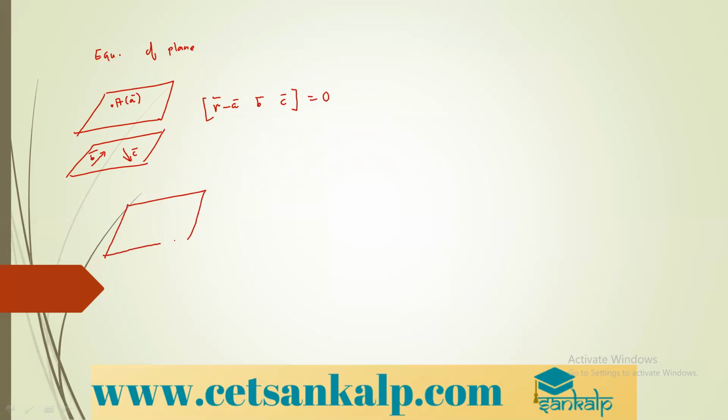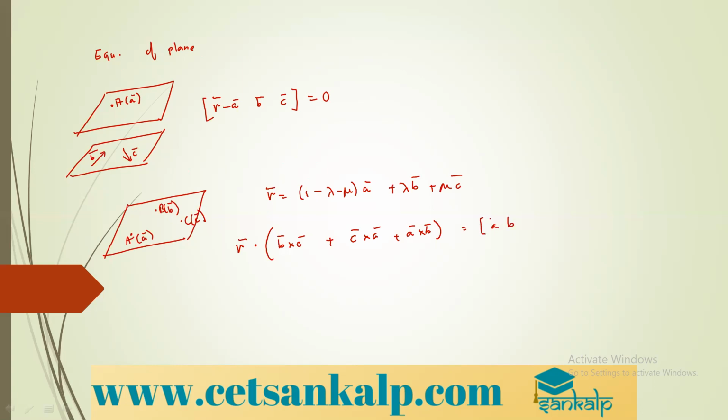Similarly, if there is a plane passing through 3 points A, B, C, whose position vectors are A, B, and C, equation of such plane will be R is equal to 1 minus lambda minus mu into A plus lambda into B plus mu into C. Or in short, you can write R dot B cross C plus C cross A plus A cross B equal to box ABC. Either of the ways.